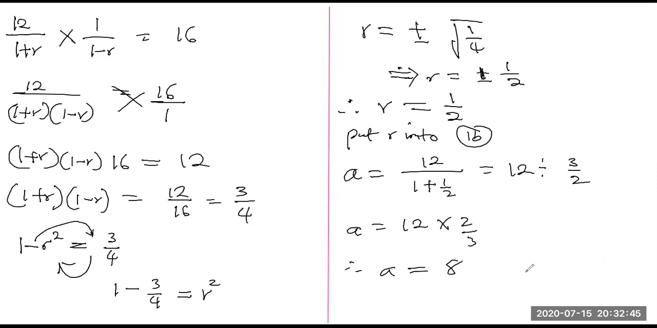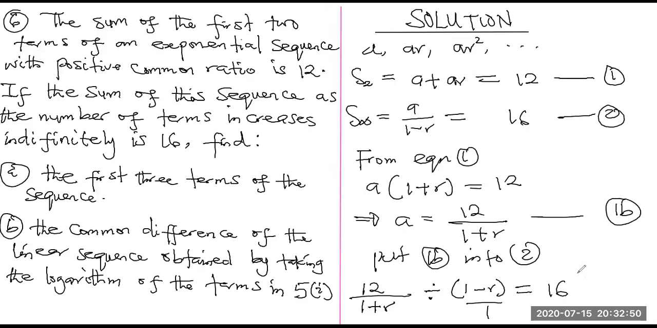What about question B? What is question B? Question B says to find the common difference of the linear sequence obtained by taking the logarithm of the terms in 5a. Alright, so this is 5a. Or sorry, in 6a. Alright, so this is in 6a, pardon me.